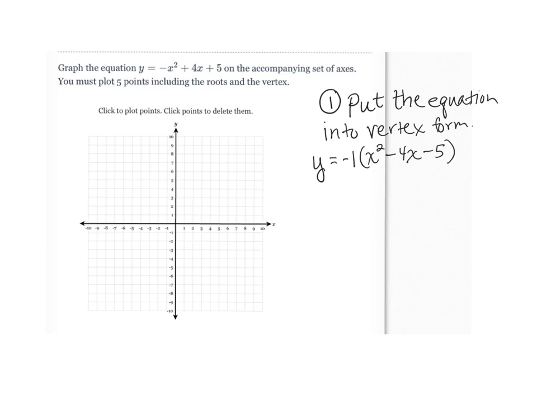All right, so what that's going to tell us is that the parabola is going to be upside down because a is negative 1. What we need to do next is complete the square. So when we do that, we get half of negative 4, which is negative 2, squared is 4. Remember, we take the middle term, divide it by 2, then we square it.